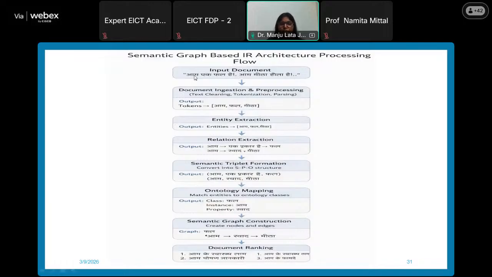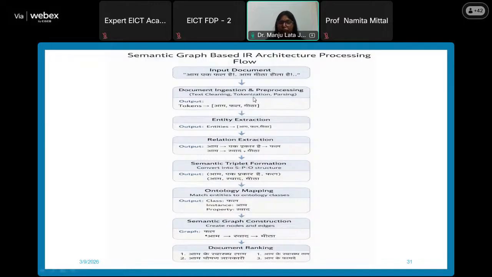Here I have taken a particular example: आम एक फल है. Suppose I give this as an input document. My document has a single sentence: आम एक फल है. आम मीठा होता है. Document ingestion: what is document ingestion?